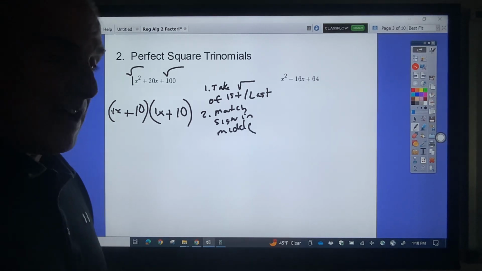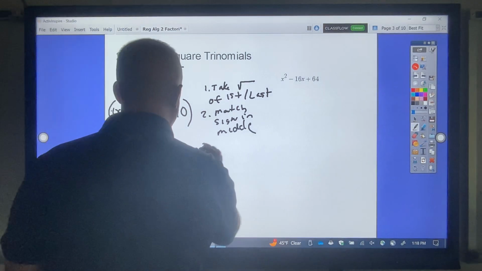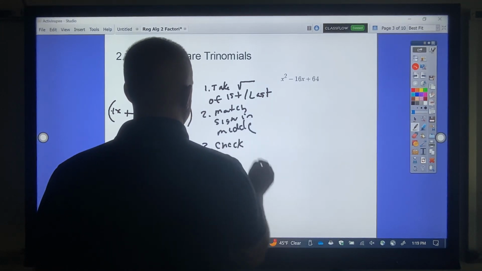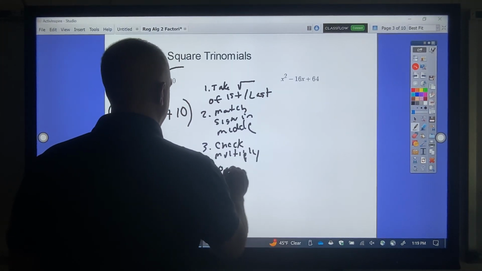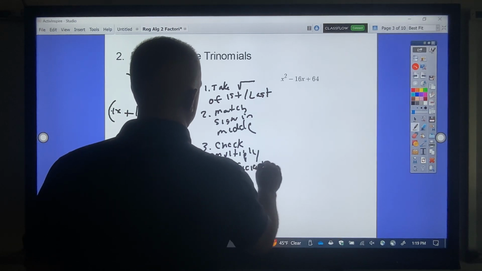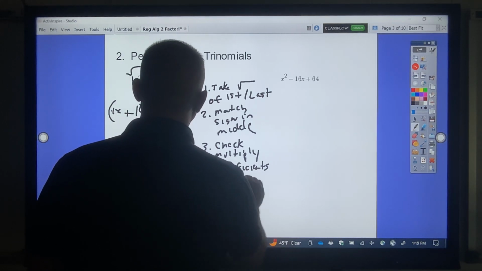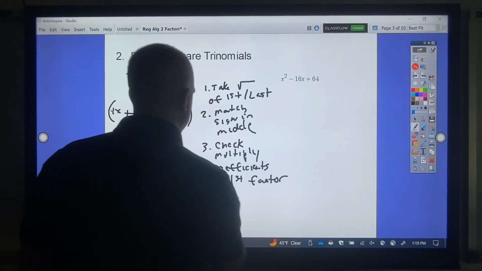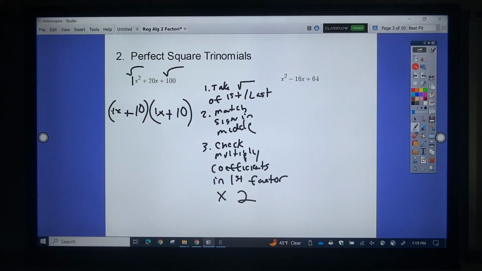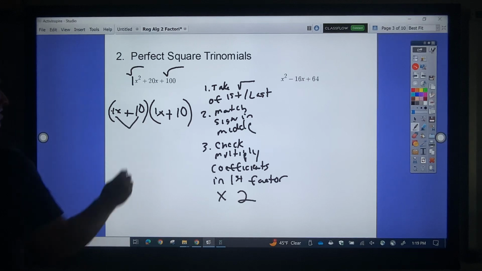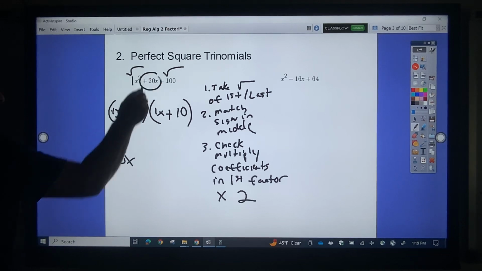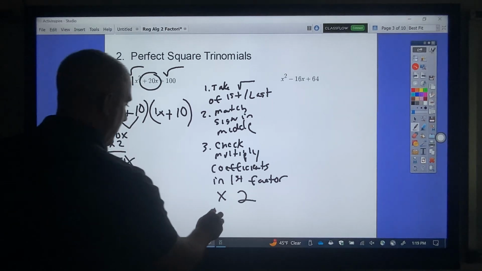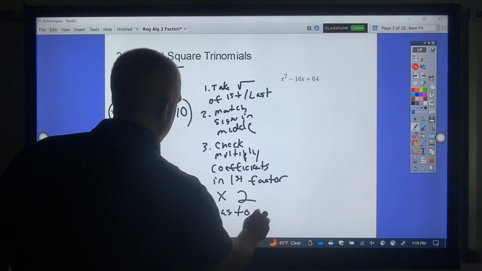Okay? Ideally, that works for all of them, but it doesn't. What you have to do is you have to check. All right? You want to multiply the coefficients in your first factor and then multiply by 2. I'm going to explain why in a second. Okay? So if I do that, 1 times that would be 10x. 10x times 2 is 20x. And that's got to match the middle term. Has to match. Okay?